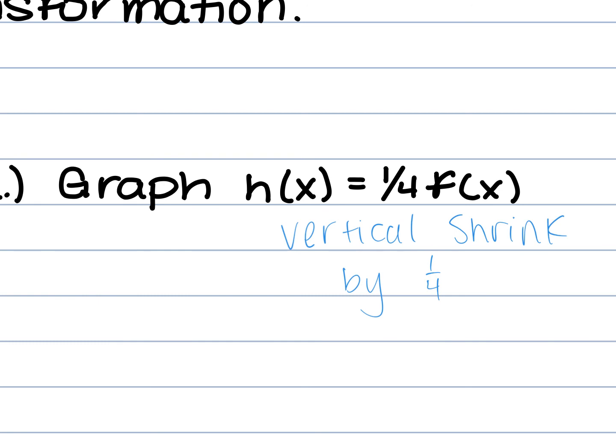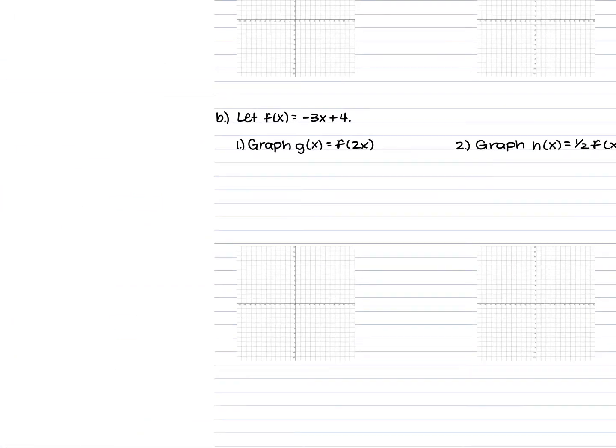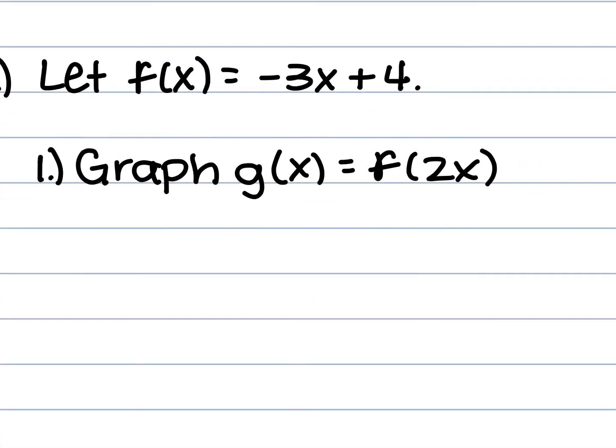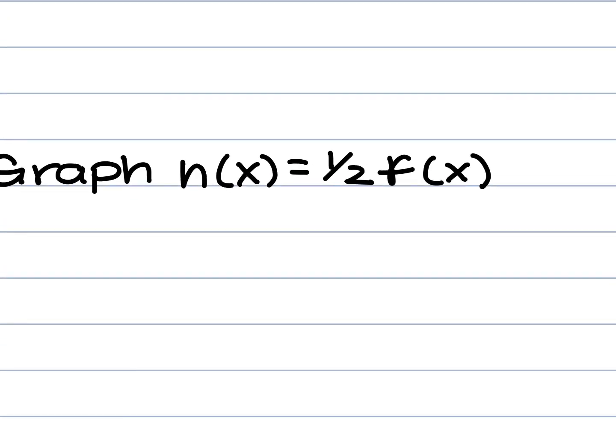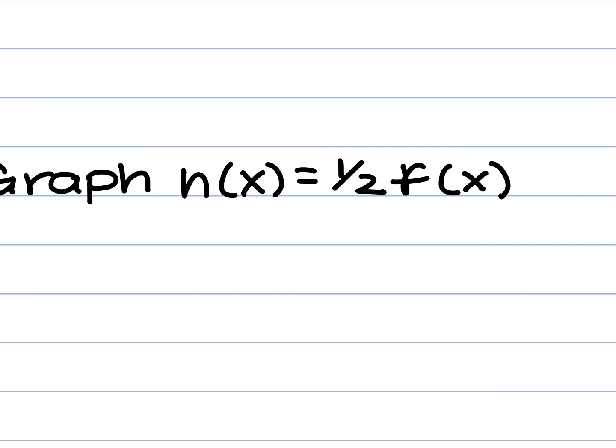Kind of? Okay. 2 more. Go ahead, Alec. Horizontal shrink. By 1 over 2. Excellent. Thank you. Horizontal shrink by 1 over 2. And the last one for the day. H of x equals 1/2 f of x. Emma, what do you think it is?